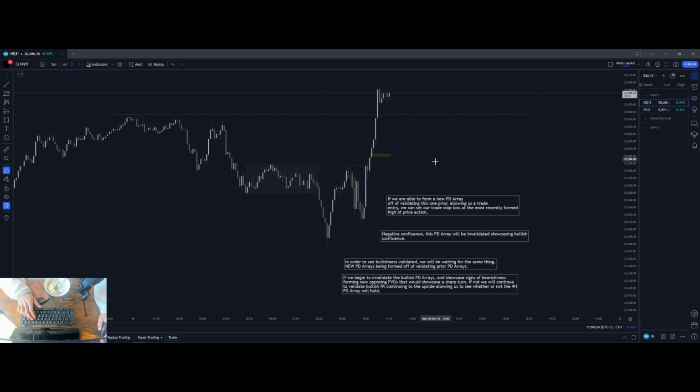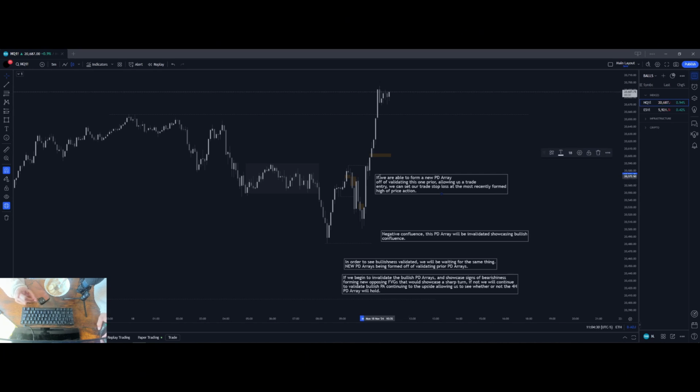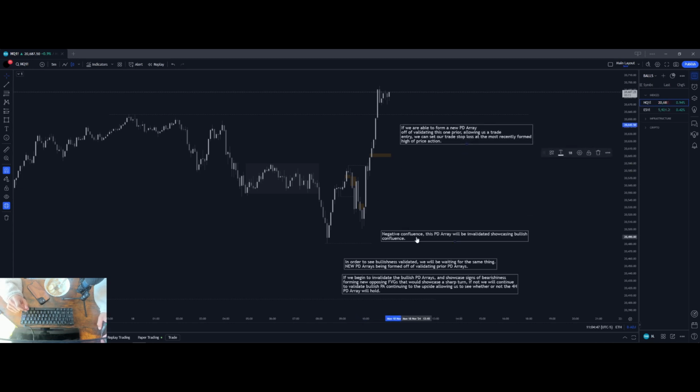If we take a look at the notes, we can actually see my thought process in real time. Right here, I said if we are able to form a new PD array off of validating this one right here prior, allowing us a trade entry, we can set our trade stop loss at the most recently formed high of price action. That was our invalidating high. Now, that's exactly what we did. We have that first node out of the way.